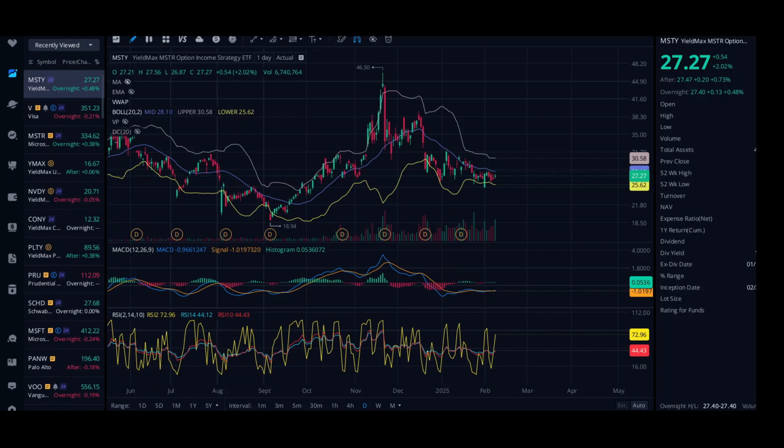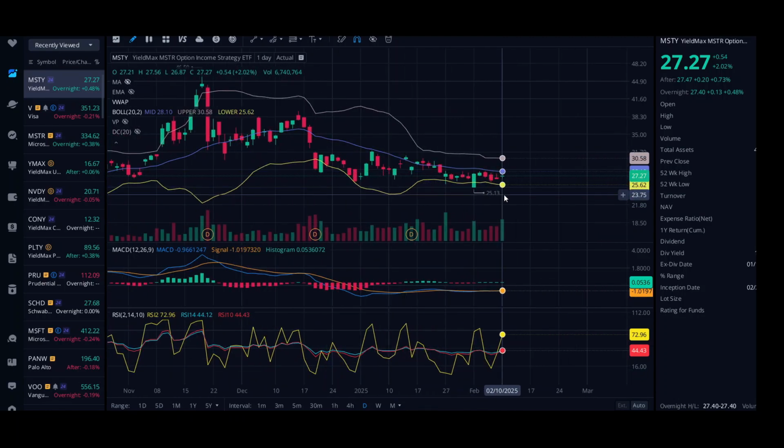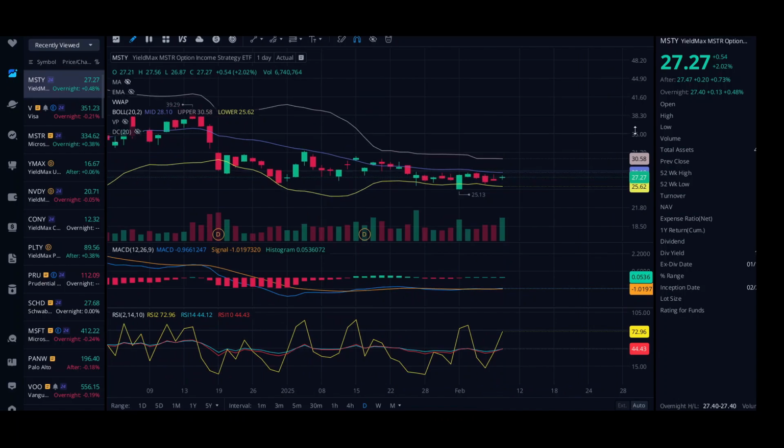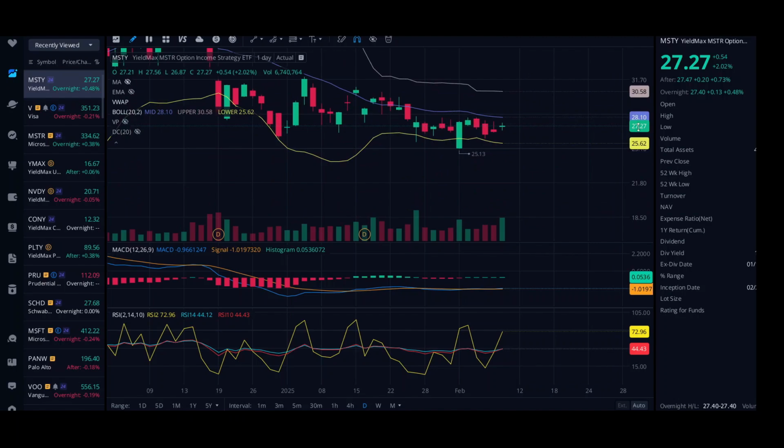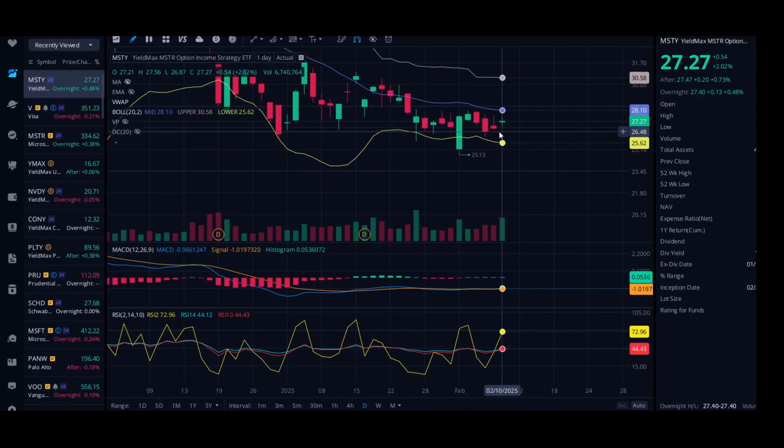Okay, so here we are on the Webull chart, and we're looking at MSTY currently right now. I've got the day interval pulled up, so each candle here represents one day. Let me zoom in here so we can get a better view, because it is a very short candle. This is the candle for today. Of course, this is after hours currently, but this was the close of today, and that was $27.27.